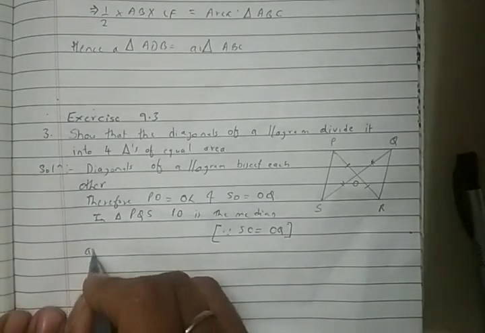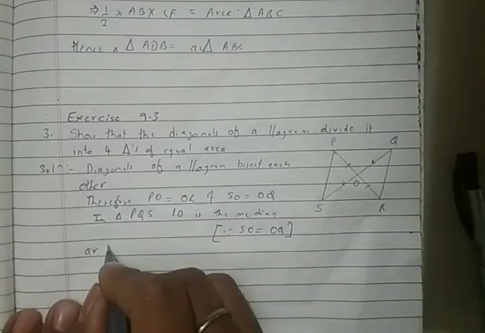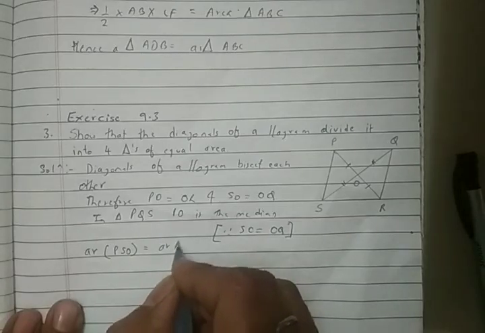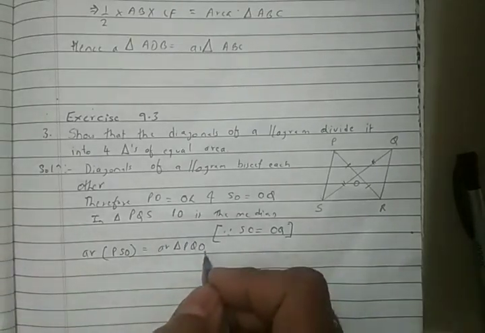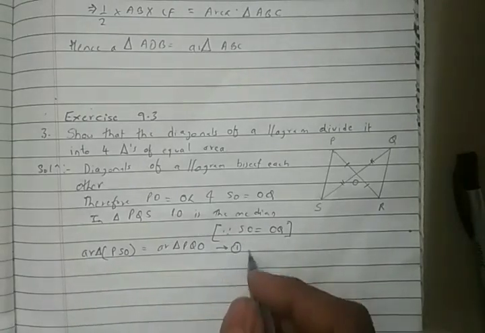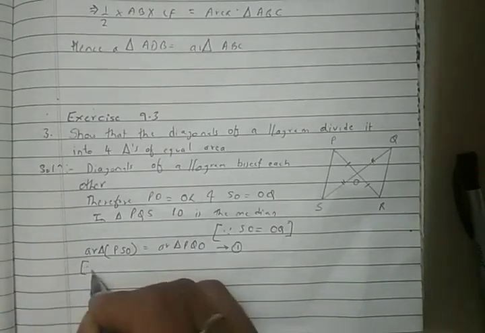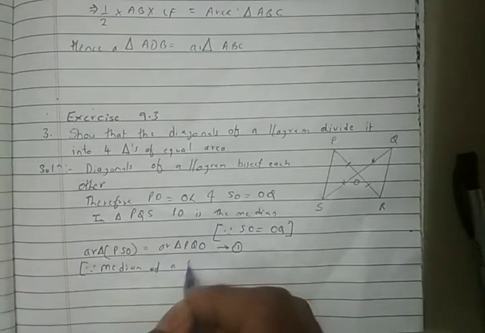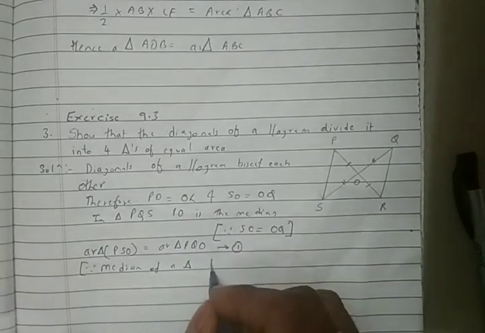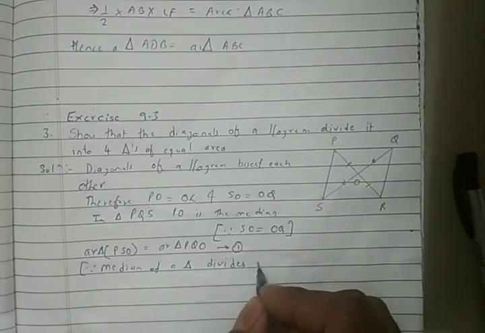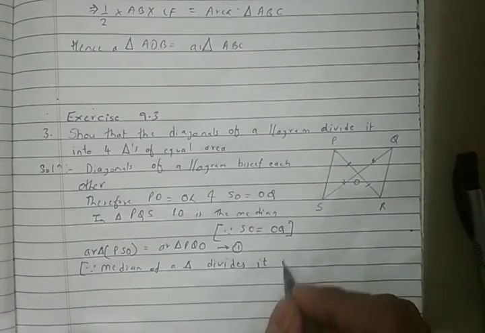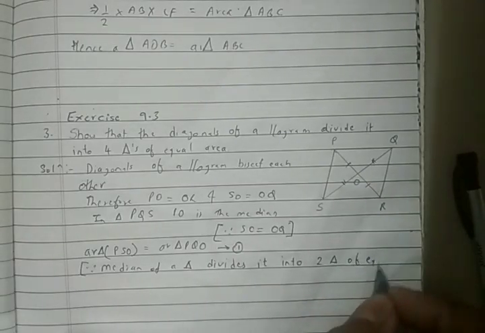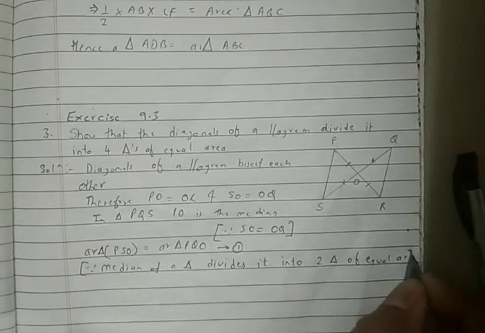Now we can say that area of triangle PSO is equal to area of triangle PQO. And let us name this as equation 1. We can say this because the median of a triangle divides it into two triangles of equal area.